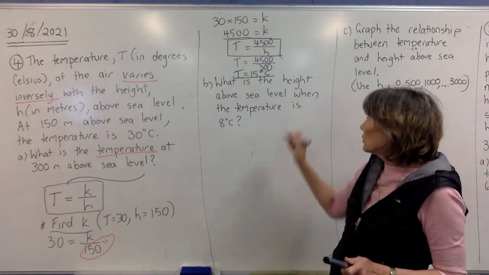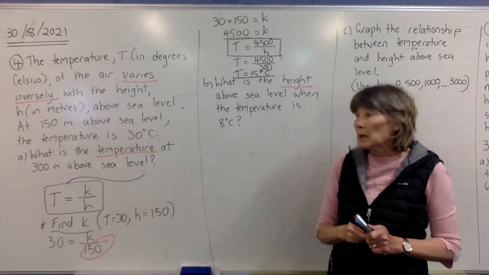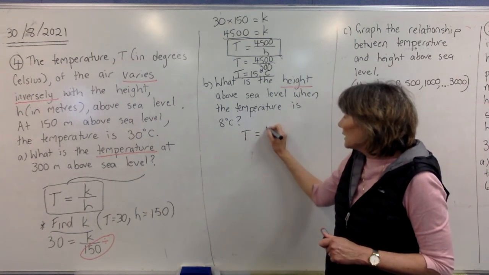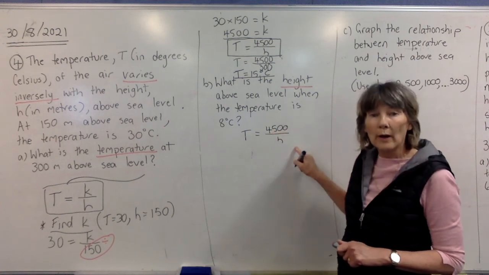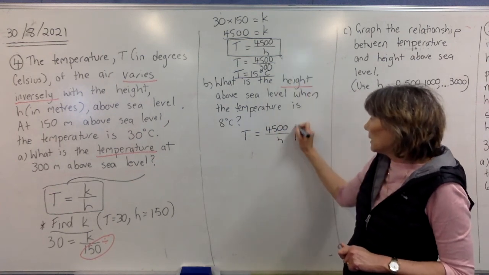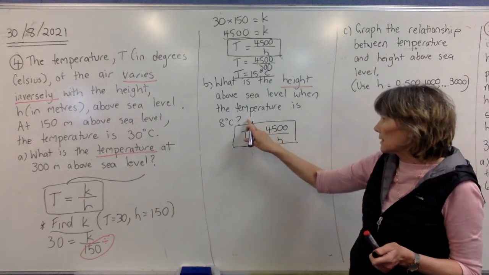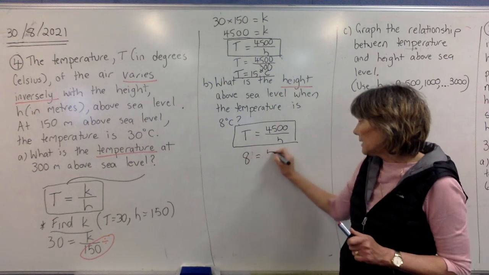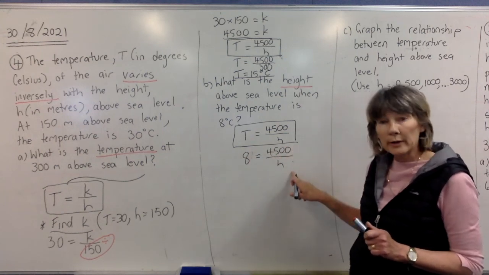All right, the next question is asking for the height above sea level when the temperature is 8 degrees Celsius. So we're going to start with our variation equation or our formula that we just found up here. And we're just going to use it now. We're just going to sub in what they've given us. They told us the temperature was 8. So we're going to put the 8 in here. And we're trying to find H.